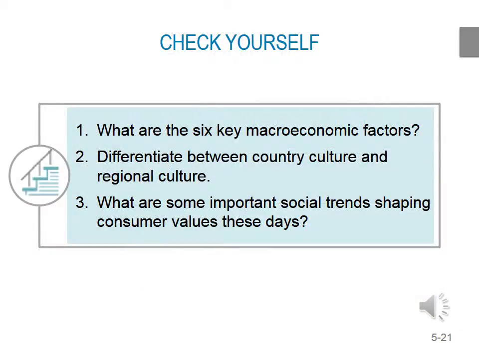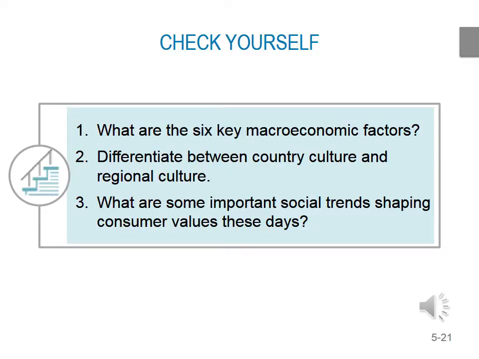We're at the end of the slide presentation. Now we're going to take a few moments to assess ourselves at this particular moment. We begin with asking, what are the 6 key macroenvironmental factors? The answer is this: culture, demographics, social issues, technological advances, economic situation, and the political regulatory environment.